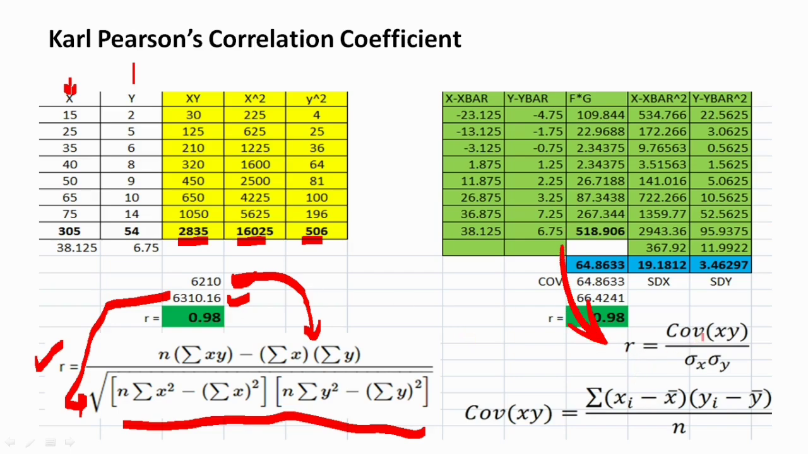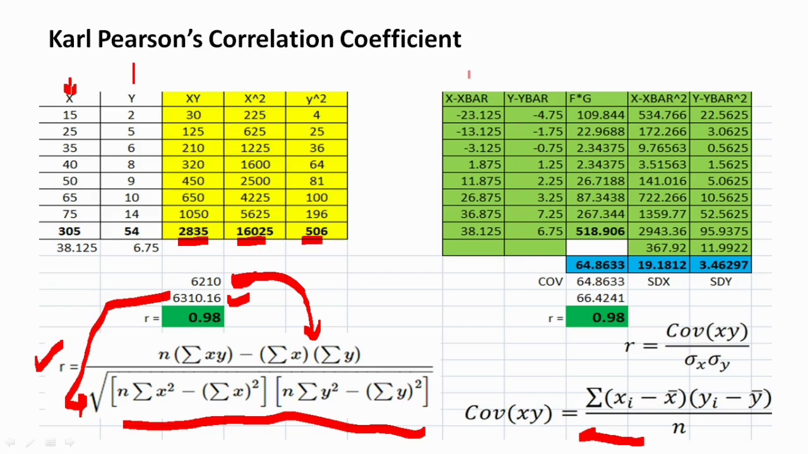R is equal to covariance of xy divided by standard deviation of x and standard deviation of y. Here we can find out the covariance first. Covariance is determined by using this given formula: summation of xi minus x bar into yi minus y bar divided by n. Here the xi minus x bar is determined, and yi minus y bar is also determined. Here you can see.